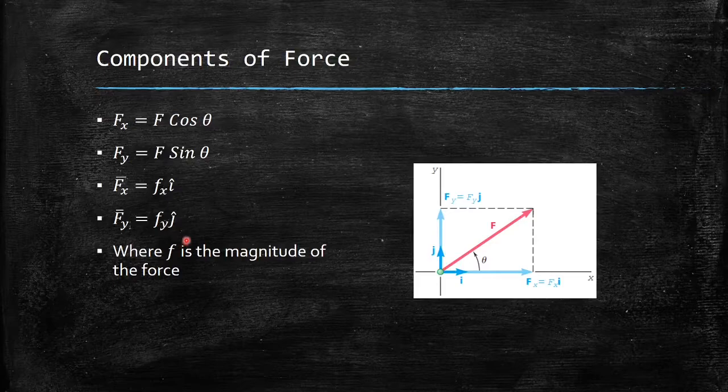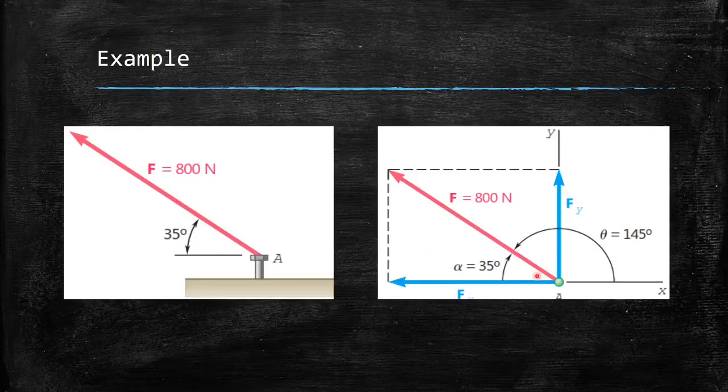It is interesting to note the i cap and the j cap are also known as the unit vectors along the x and the y axis. And here also the small letter f represents the magnitude of the force. Let us take an example here. This force of 800 Newton is acting at an angle of 35 degrees with respect to the horizontal.